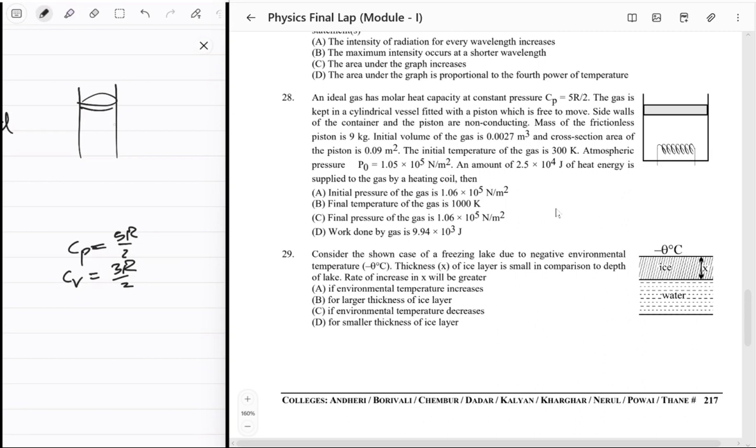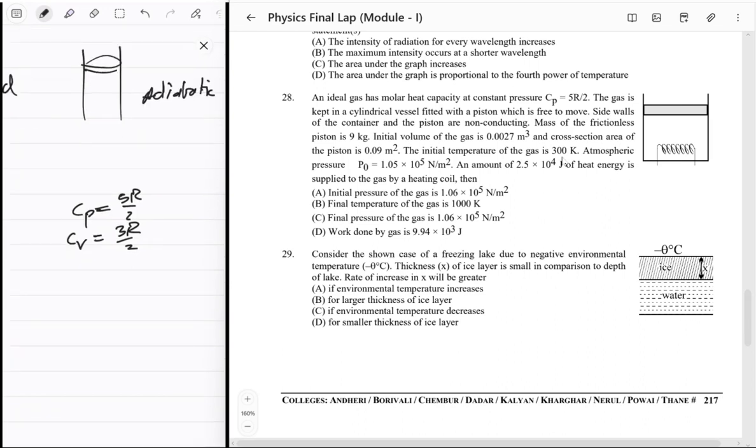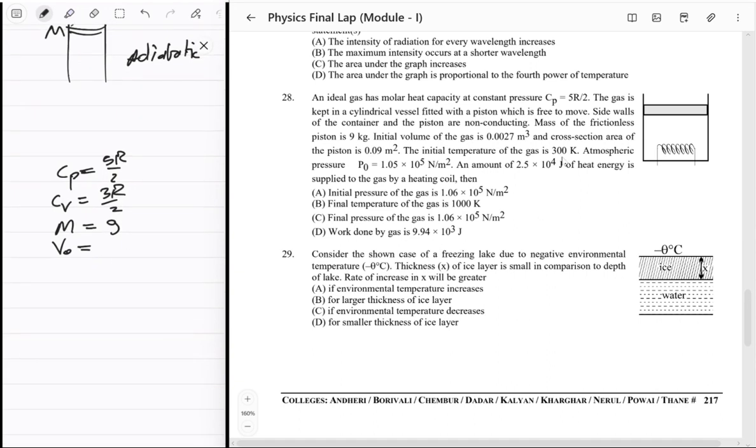Cool. Side walls of the container and the piston are non-conducting, so it's adiabatic. Mass of the piston is 9 kg. Initial volume of gas, V naught, is 27 times 10 power negative 4 cubic meters. And the cross-section area of the piston is 9 times 10 power negative 2.